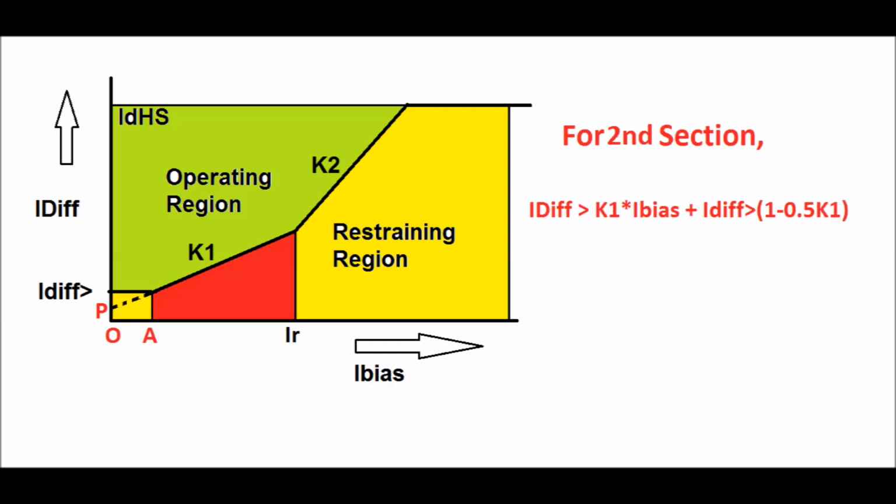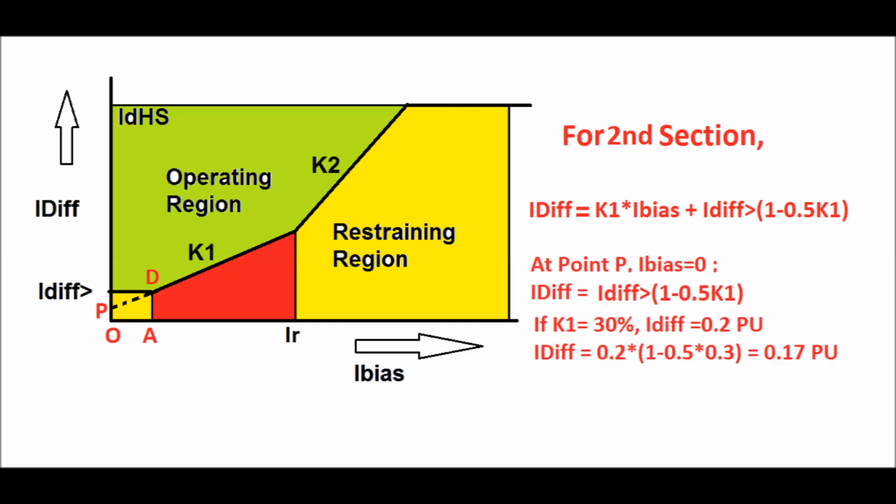For the second section or second region, the blocking region is shown in red color, and beyond the blocking region, the differential current must be greater than K1 into I bias plus I differential greater than into 1 minus 0.5 into K1. I bias is the bias current in this region, and the boundary up to which this condition must be satisfied is IR in per unit quantity.